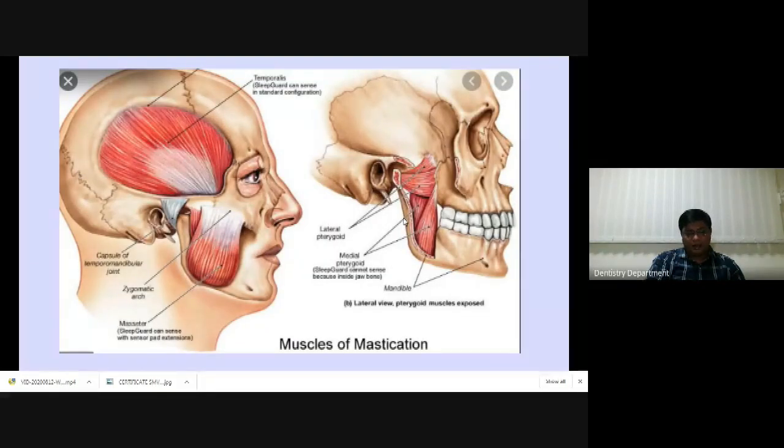You know, the muscles of mastication also play an important role in TMD. You all know the muscles of mastication, and I'm not going to go into the details of the insertions and so on. You know, masseter, medial pterygoid, lateral pterygoid, and temporalis. These are the most important muscles of mastication.